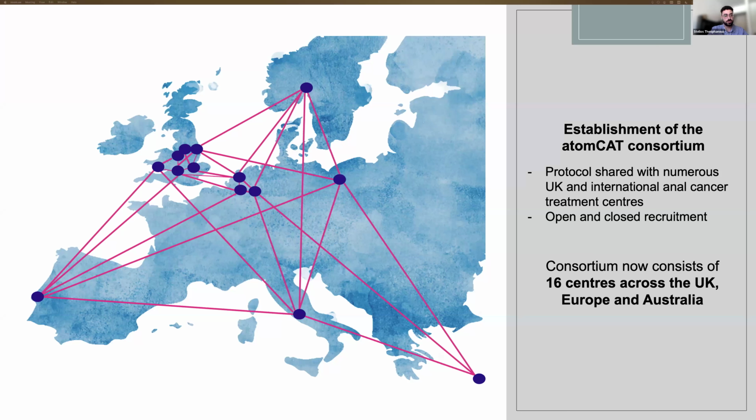So we wrote the protocol for the next study that was called atomCAT-2, and we shared it with many centers across the world that are treating anal cancer. So a few months later, we established the atomCAT consortium that now consists of 16 centers across the UK, 8 European countries, and Australia.